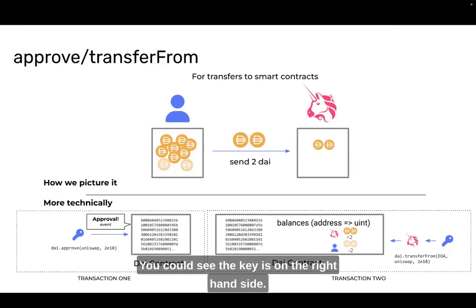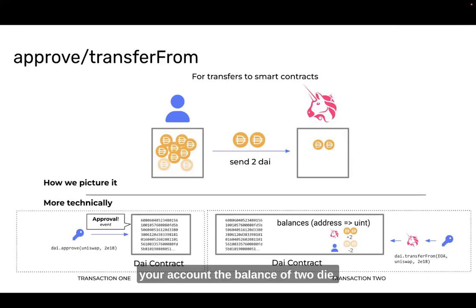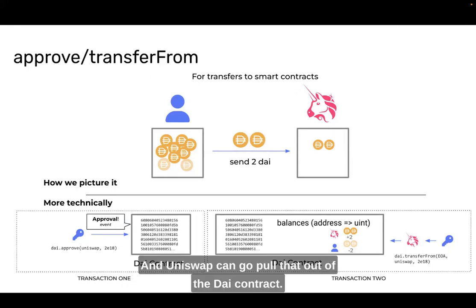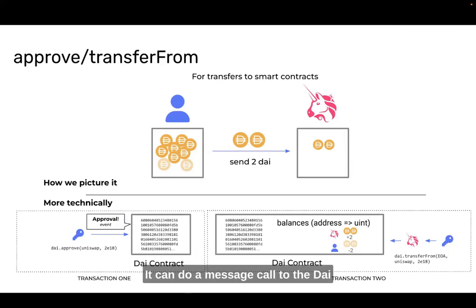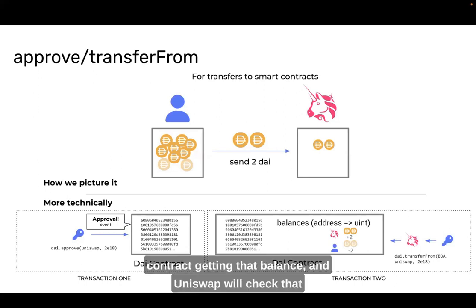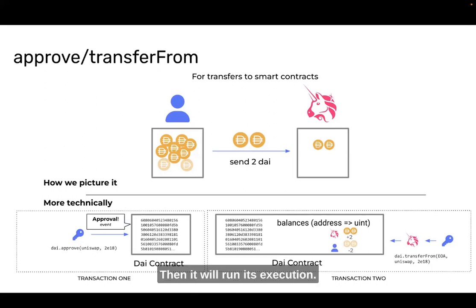And then for transaction 2, we're going to then, from the EOA, so it's actually starting from the other side. You can see the key is on the right-hand side. We're going to say, hey, Uniswap, you can now transfer from my account into your account the balance of 2 DAI. And Uniswap can go pull that out of the DAI contract. It can do a message call to the DAI contract, getting that balance, and Uniswap will check that that balance has been added to its pool. Then it will run its execution.